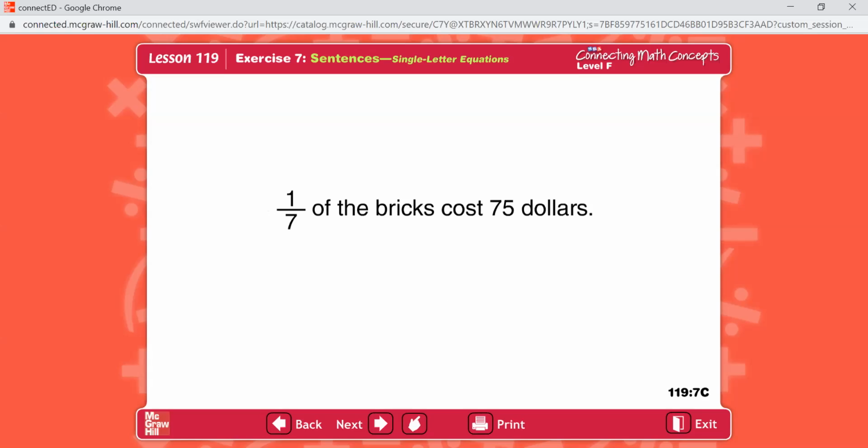1/7 of the bricks cost $75. How should this equation look? We'll change bricks into B and $75 to equal 75. Your answer should be 1/7 B equals 75.